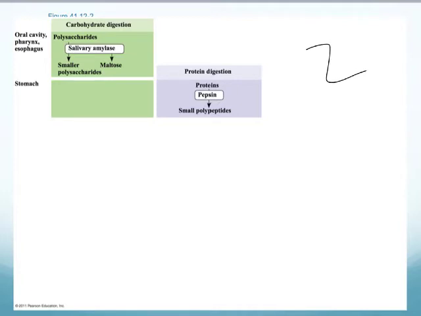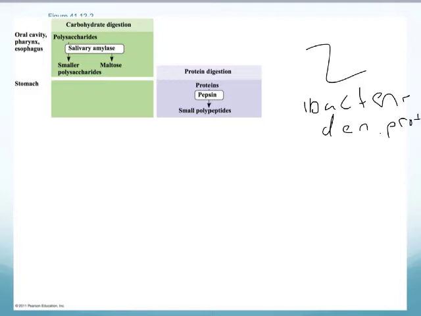Number one, it kills any bacteria. Number two, it helps denature proteins. So we can start the process of denaturing proteins the same way we would by cooking an egg.